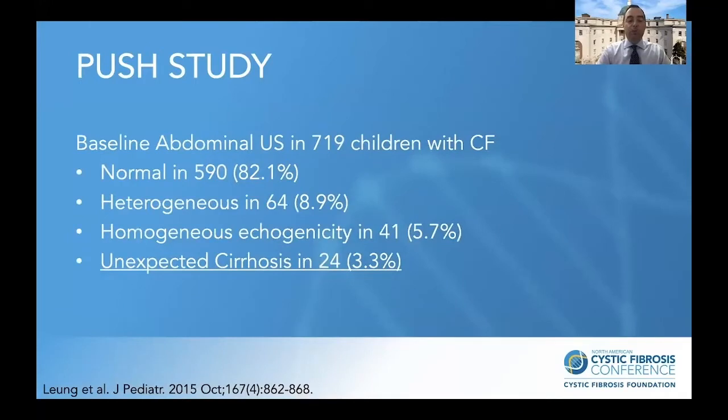The initial report from the baseline characteristics found that 82% of patients in a cohort of over 700 children had a normal ultrasound, 8.9% had a heterogeneous ultrasound, homogeneous echogenicity, such as steatosis, was found in 5.7%, and unexpectedly, cirrhosis was detected in 3.3% of patients.